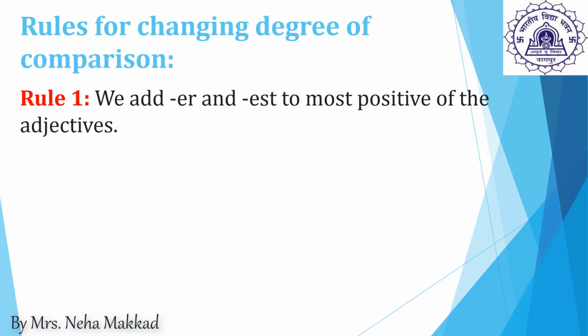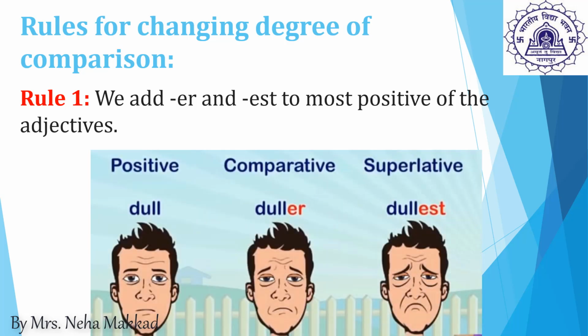So now we will study, children, certain rules for changing the degree of comparison. So rule 1 says that we add an er or an est to the positive form of the adjective. Like for example, dull. So as you can see, dull, the comparative will be duller and the superlative will be dullest. Okay. So we are adding an er in the comparative degree and an est in the superlative degree.